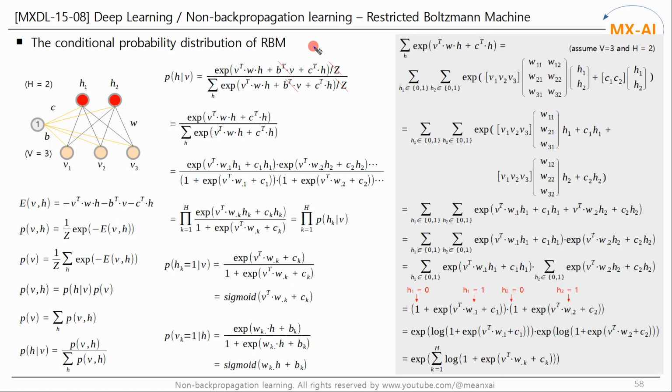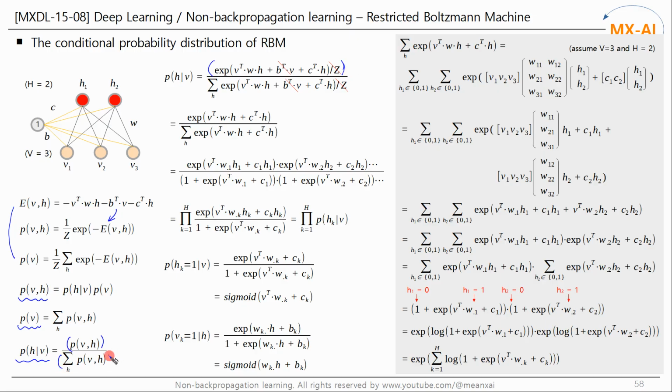Next, let's derive the conditional probability formula we used in the previous slide. The energy function and Boltzmann distribution of a restricted Boltzmann machine are as follows. And the joint probability of V and H can be written like this. And the marginal probability of V can be written as follows. Therefore, the conditional probability of H given V can be written as follows. If we plug the energy into this equation, the numerator of this probability becomes like this.